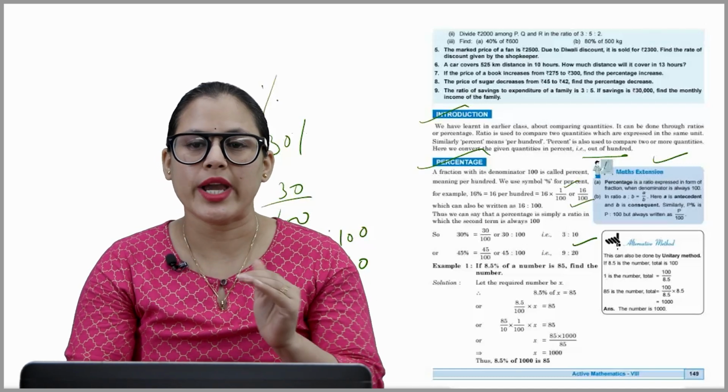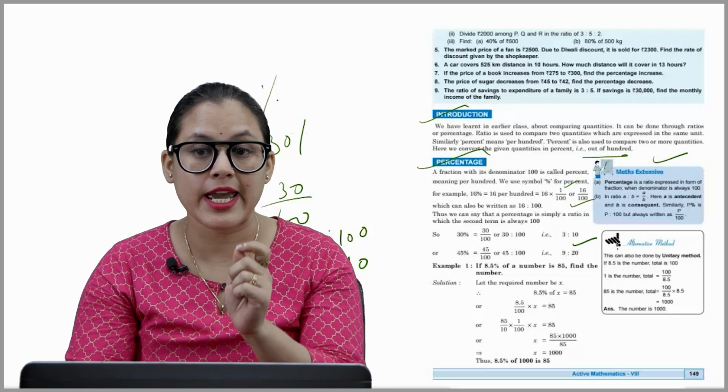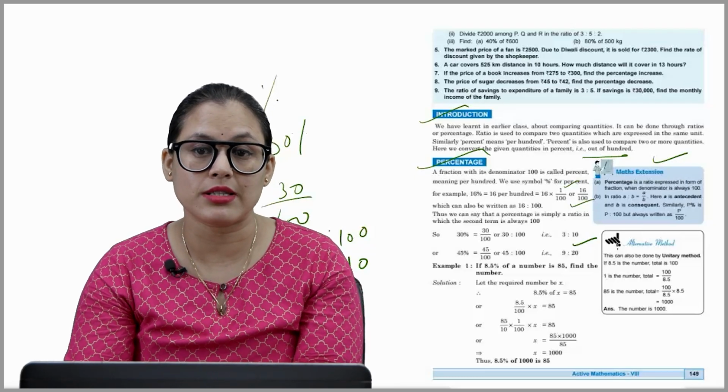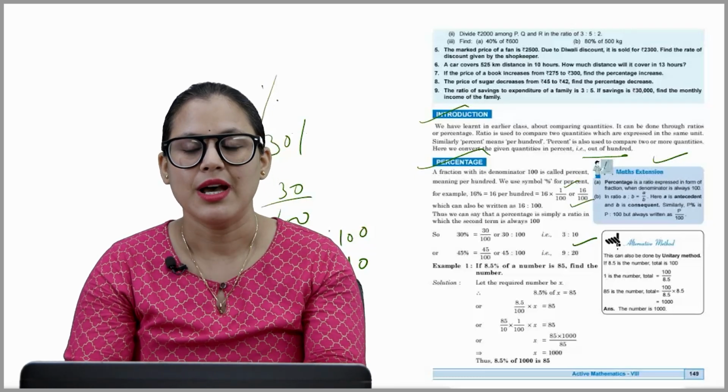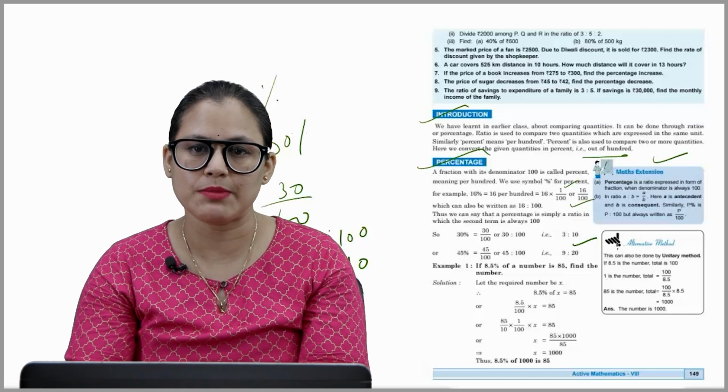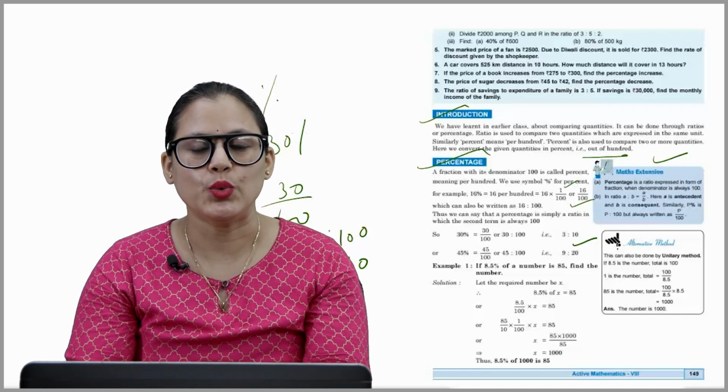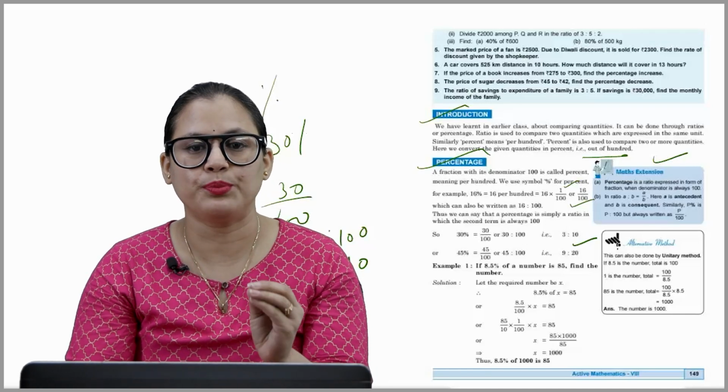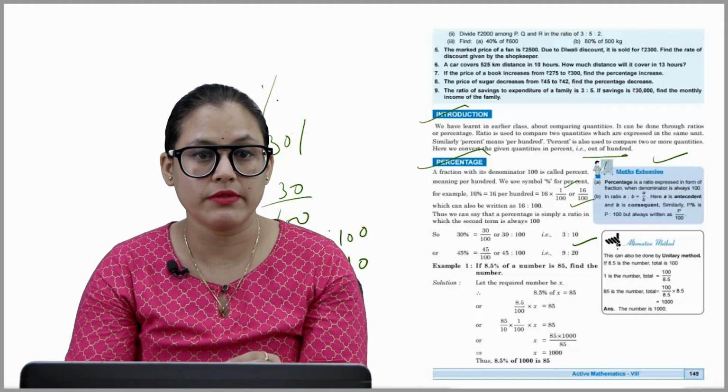In ratio A is to B, written as A by B, here A is the antecedent and B is the consequent. Similarly, P is to 100 is always written as P by 100. Let's do an example. If 8.5% of a number is 85, find the number.